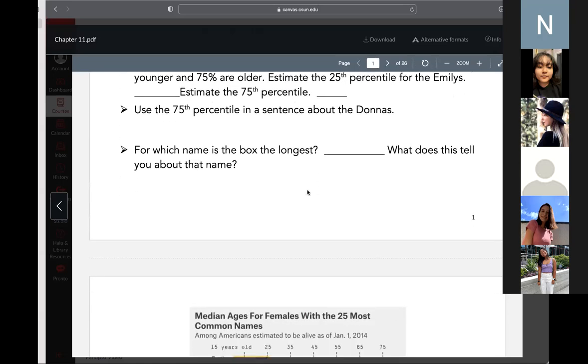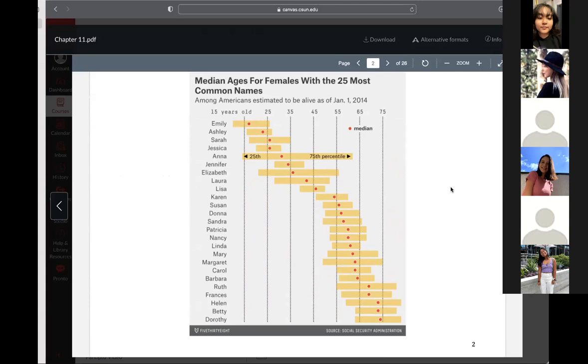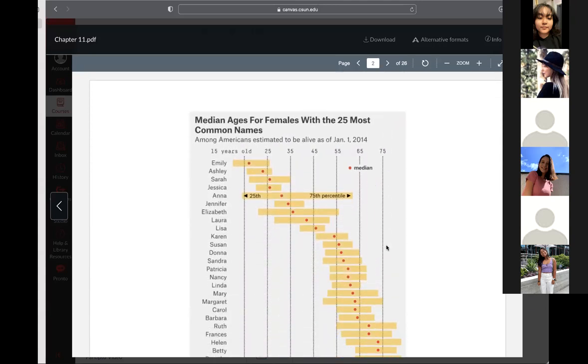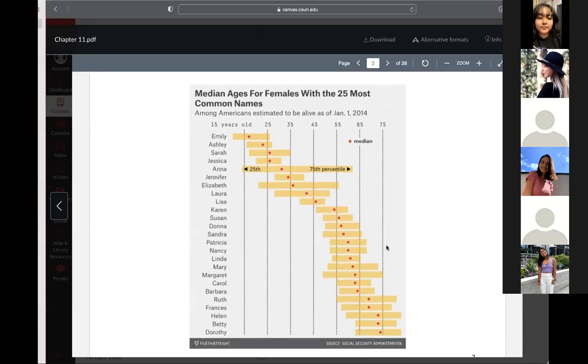Which name has the biggest box? Anna. What does this tell you about that name? People between 15 and over 55 are named Anna. People all over the place are named Anna. There's young people named Anna. There's old people named Anna. There's lots of Annas.